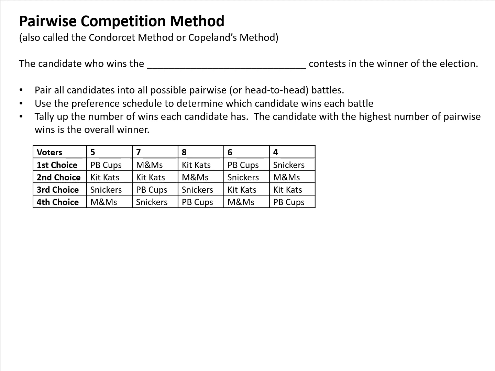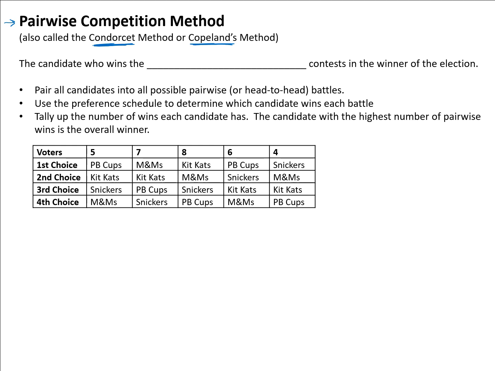A fifth way of determining the winner is called the pairwise competition method. It can also be referred to as the Condorcet method and Copeland's method. So be aware if you're reading things online or in our textbook, instead of saying pairwise, it may say Condorcet or Copeland's. They're kind of used interchangeably. I like to use pairwise competition method because it's describing what happens instead of the name of the person.